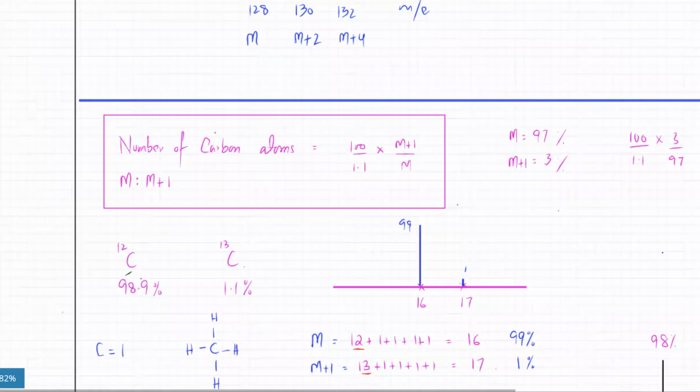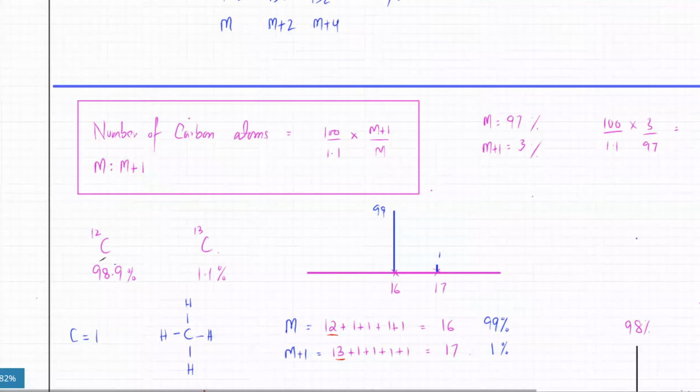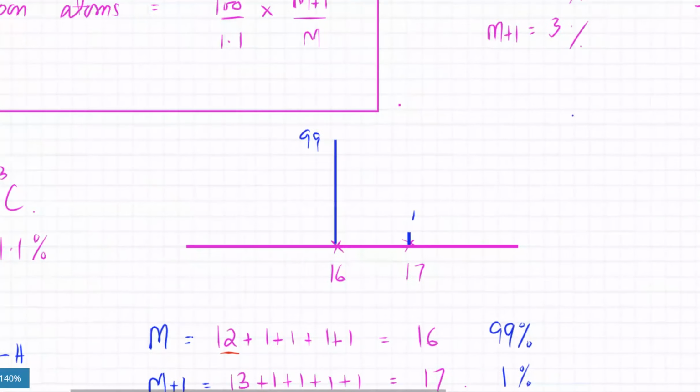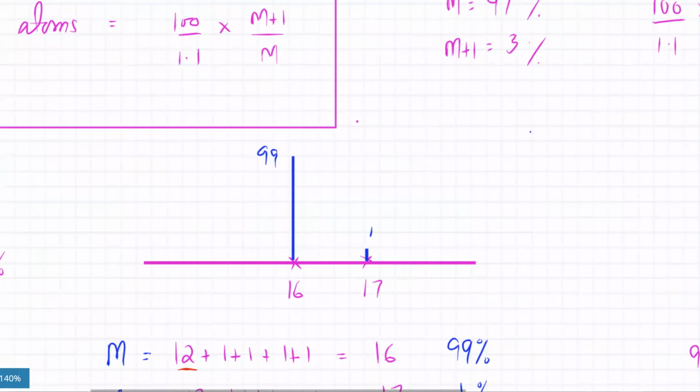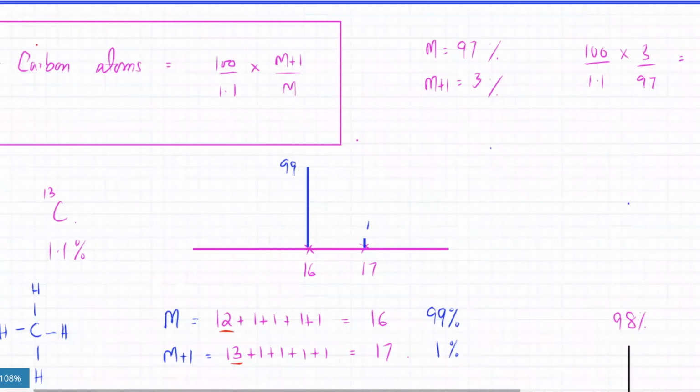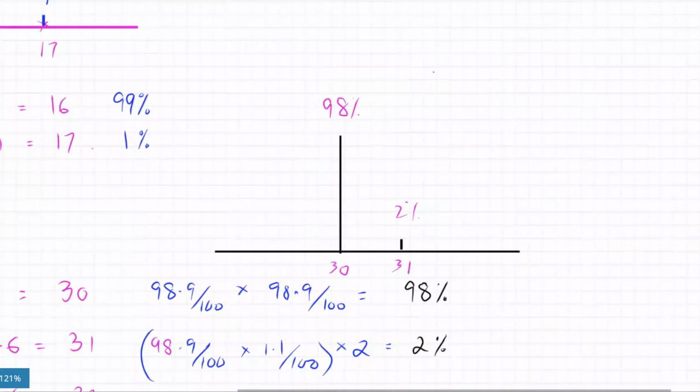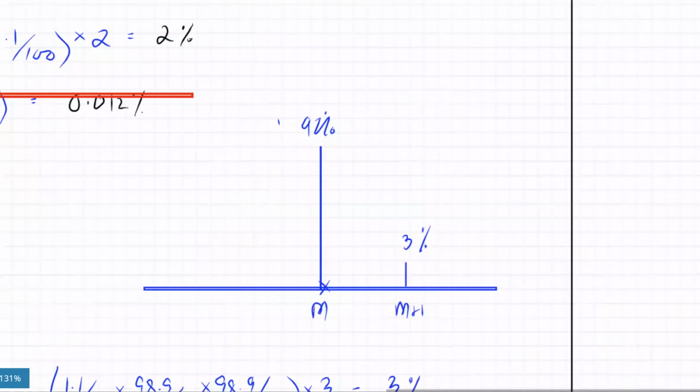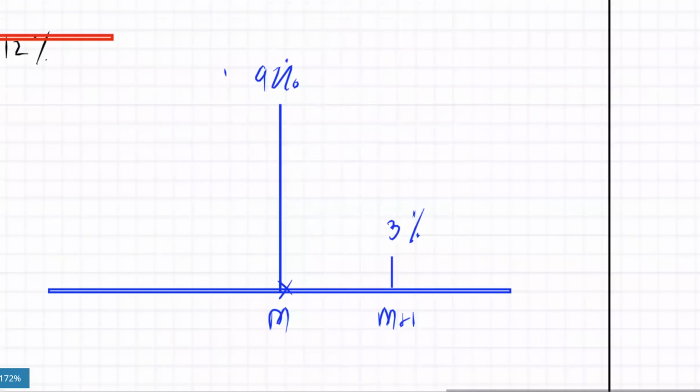We're done with mass spectroscopy. We need to talk a little about fragmentation, but this is about it. Now remember this thing, 99:1. If they give you 99:1, that means one carbon atom. If they give you 98:2, that clearly indicates it's got two carbon atoms. And if they give you 97:3, that clearly means it's three carbon atoms, right?